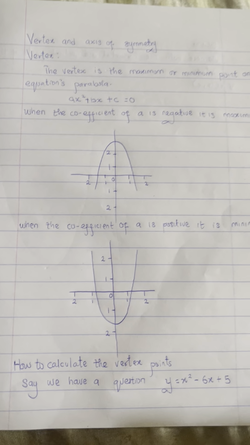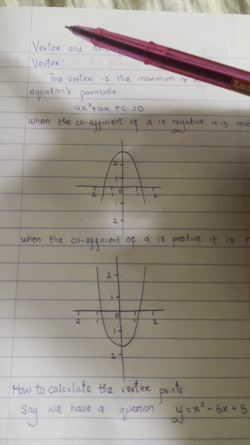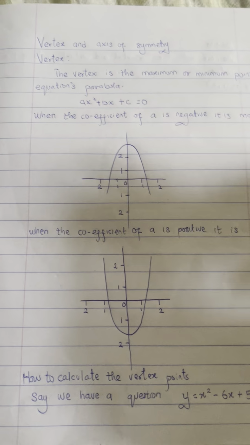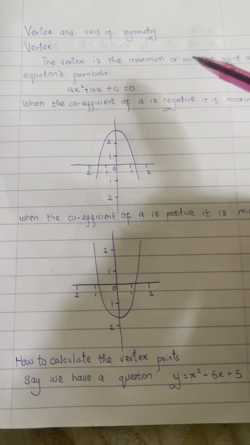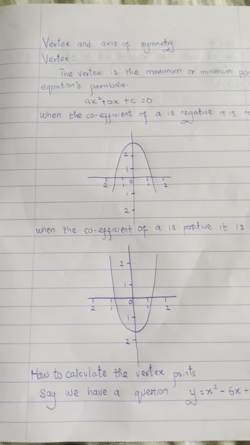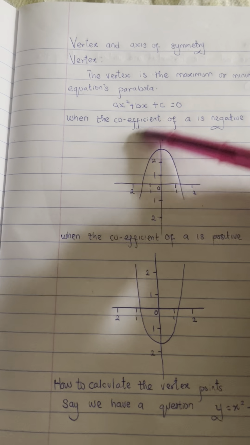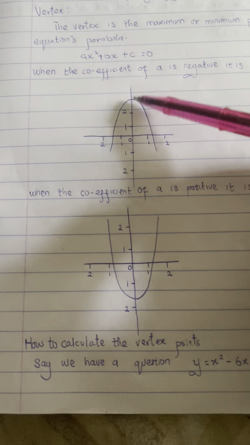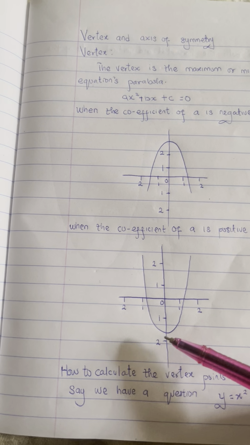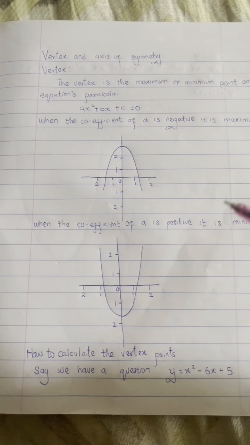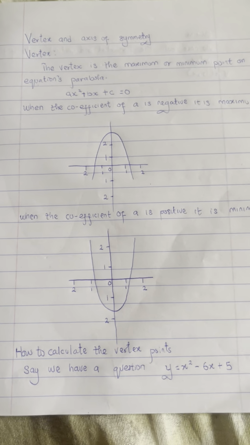Hey YouTube, good morning, and yeah, we're going to be talking about vertexes and the axis of symmetry. So basically, a vertex is the maximum or minimum point on the equation's parabola. As you can see, in this case, it has its maximum point, which is here somewhere around 2 or 2.5, and it's at its minimum here where it's at -2. So a vertex is either the maximum or the minimum point on the equation's parabola.